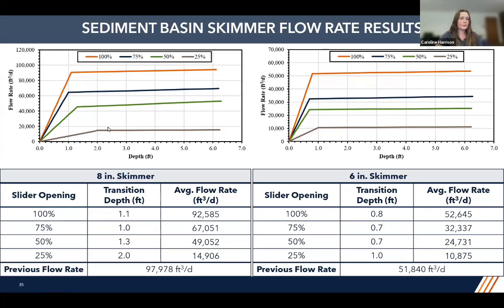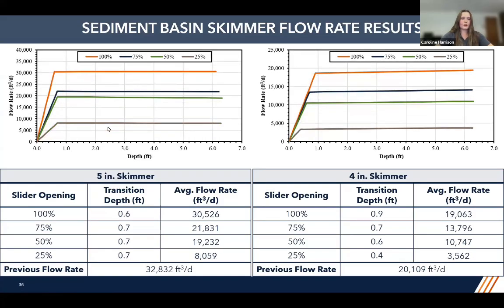So for our 8-inch skimmer, our previous flow rate here was close to 98,000 cubic feet per day. Our experimental maximum average flow rate here was about 92,600 cubic feet per day, and that lowest was close to 15,000 cubic feet per day. For our 6-inch skimmer, our manufacturer's flow rate was about 52,000 cubic feet per day. Our experimental average flow rate was close to 53,000 cubic feet per day, and our 25% was close to 11,000 cubic feet per day.